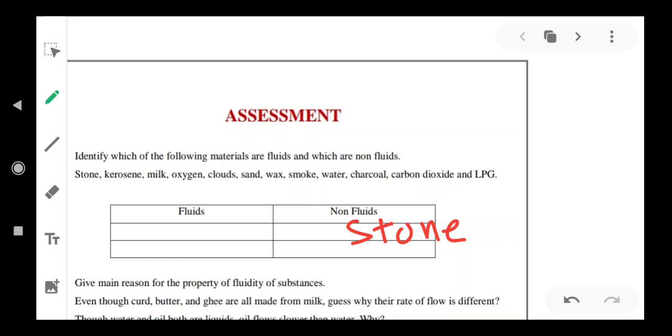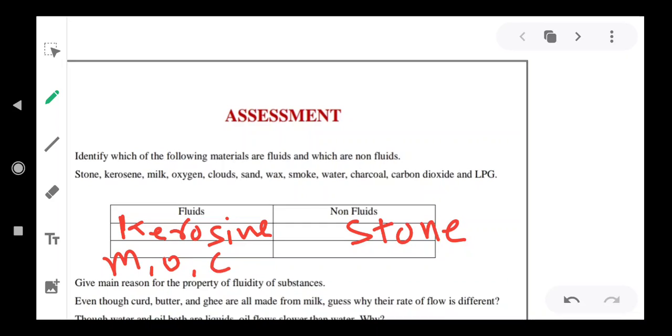Okay, next one, kerosene. Kerosene is a liquid, we know that. So this is a fluid. So in fluids we write kerosene. Next one, milk. Milk is also a liquid, so it is also a fluid. Next, oxygen. Oxygen is a gas that flows very easily. Then clouds. What are clouds? Clouds are nothing but water, that is steam.